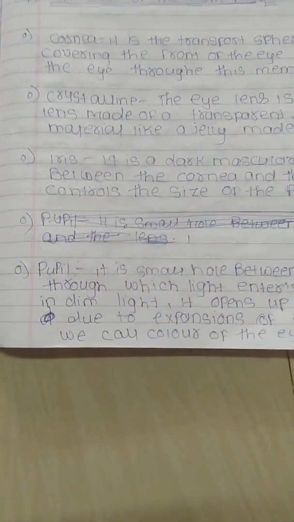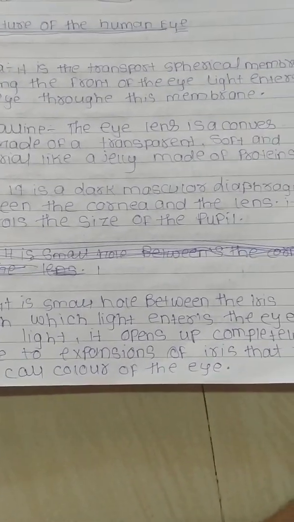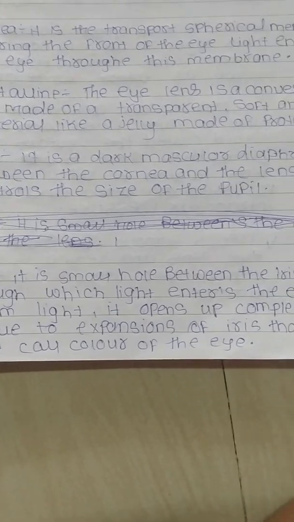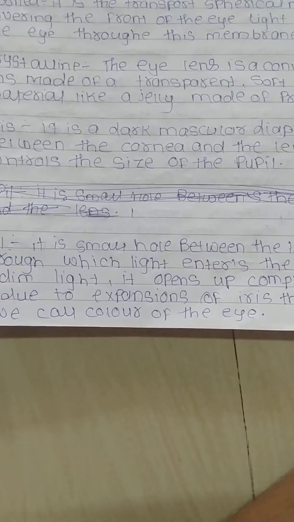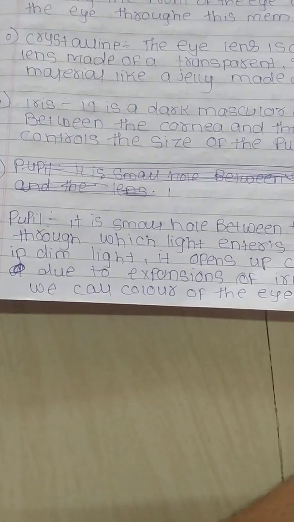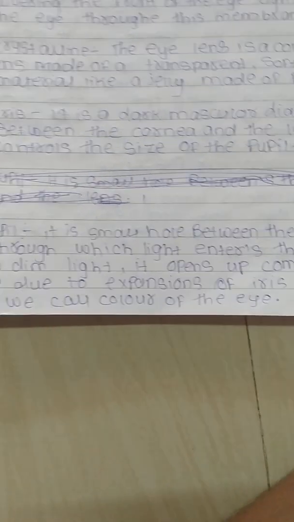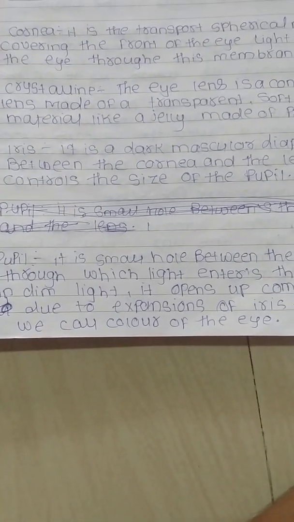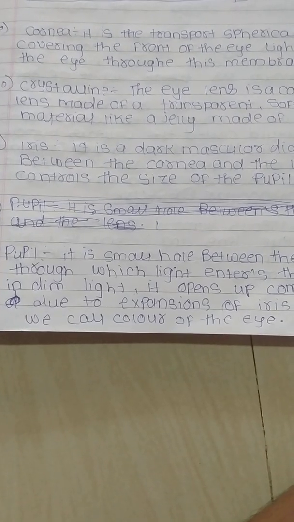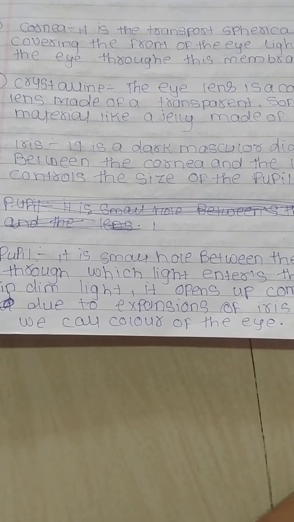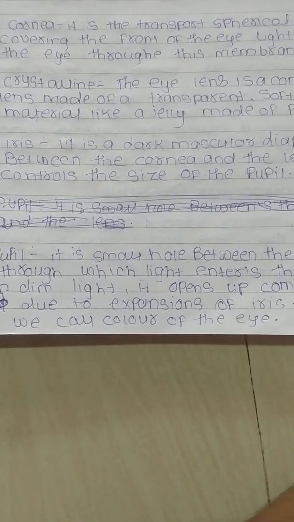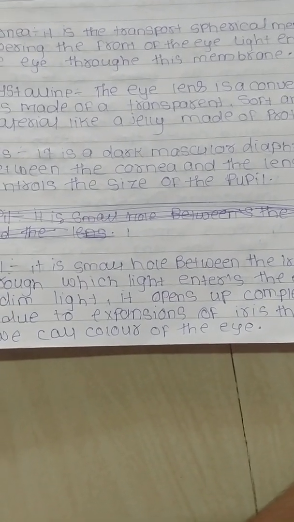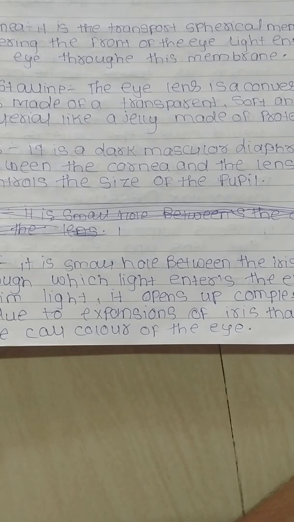Next is the pupil. It is a small hole in the iris through which light enters the eye. In dim light, it opens up completely due to expansion of the iris, which we call the color of the eye. So this is the color of the eye. Due to the dark, when light cannot enter our eye, the pupil helps the iris to make the opening bigger, and this is a hole in the iris.